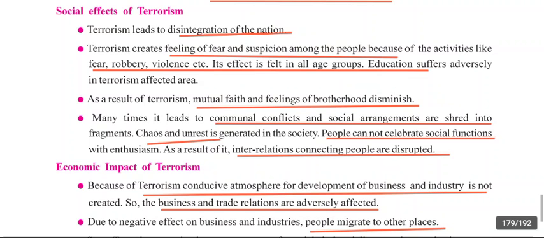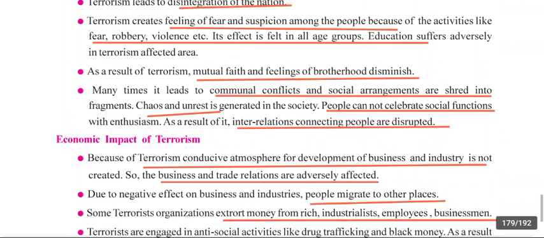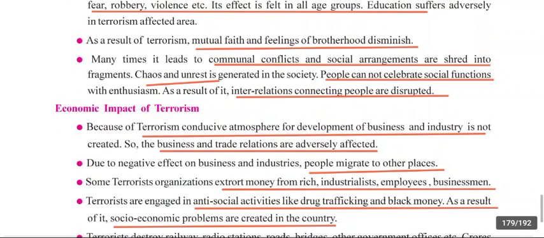As a result of terrorism, mutual faith and feeling of brotherhood diminishes. Because terrorism is there, people don't believe each other, they don't trust each other, and therefore the brotherhood, the mutual feeling of love and compassion slowly disintegrates into hatred and rivalry. Many times it leads to communal conflicts, and social arrangements are shred into fragments, because communal conflicts sometimes are led due to terrorism.